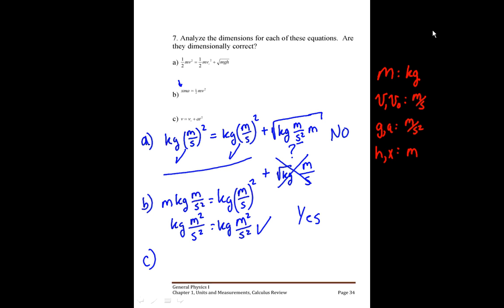And then finally in part C, I have V, which is meters per second, equals V naught. Again, V naught is just an initial velocity or an initial speed. We'll talk about that in the next chapter. So it has the same units. That subscript just means at time t equals 0, plus A, which is meters per second squared, times t squared, second squared. So I see my second squared cancel here, and while these two units might be the same, this is not. So the answer for C is no. Those are not dimensionally correct.